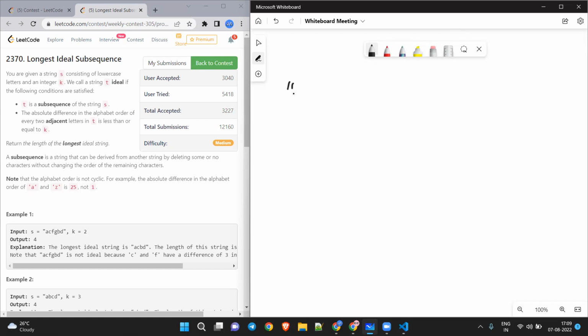So now let me take another example: A, C, A, E. Now let's try to write at every particular index the maximum possible value at that index. Let me write K equals to 2. At this index, the maximal possible ideal subsequence length, if we consider only until this one, is 1, until this one 2, until this one 3.